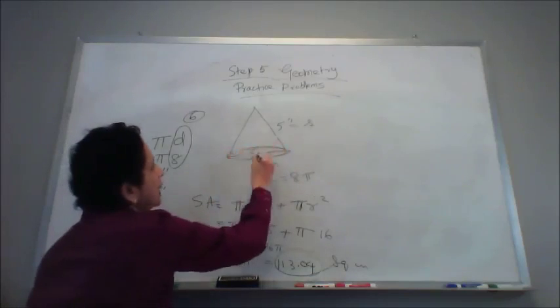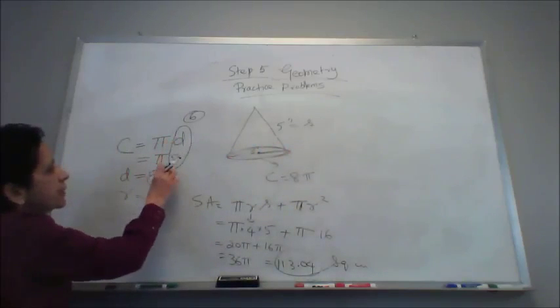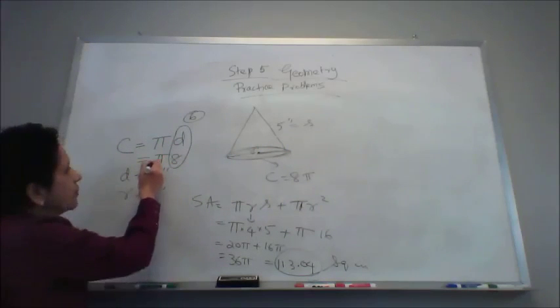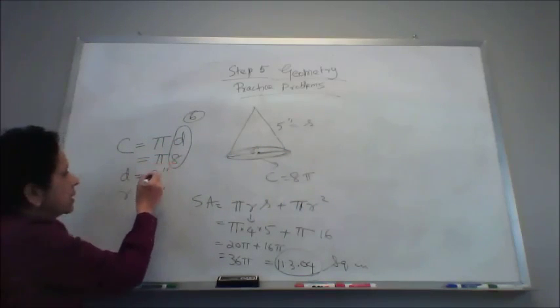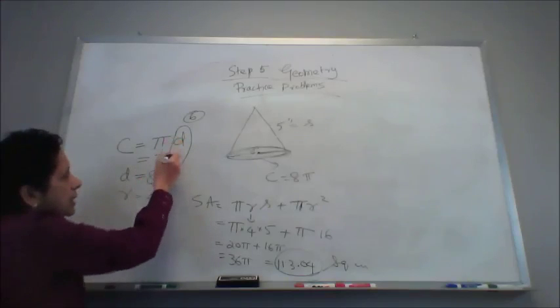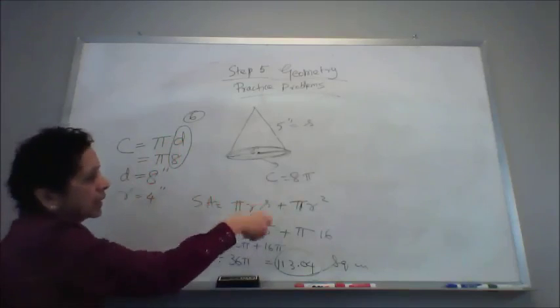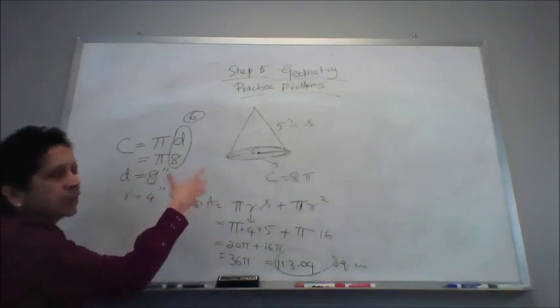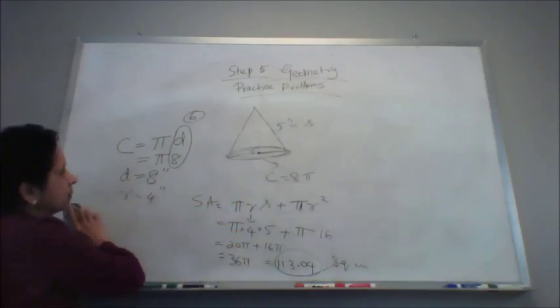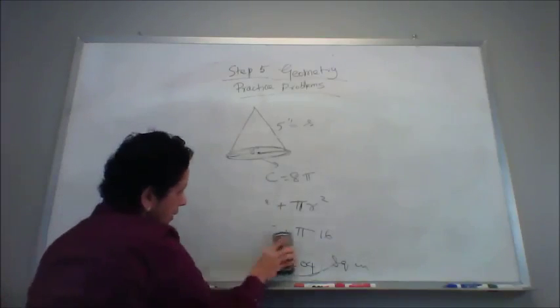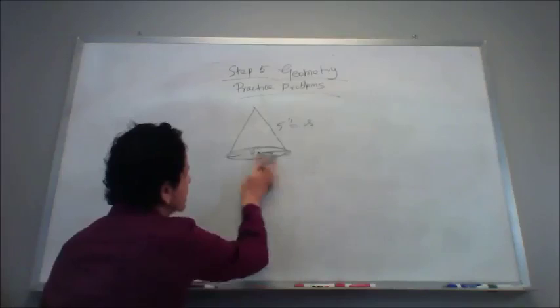So here, there's a little twist in this problem. They've given only the circumference. From the circumference, you need to find the diameter. You remember the formula for the circumference, pi d. From that, you compare, and then d is exactly 8, plug it in. Then you get the r, and then you use the surface area formula to get the surface area of the cone, right? So sometimes you have to do one extra step before you can actually use the formula.